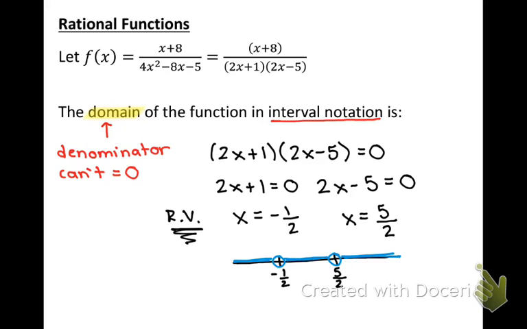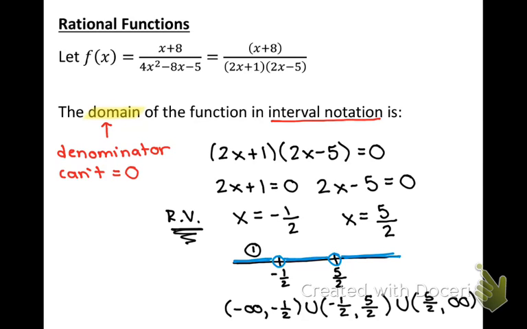So in interval notation, this would be negative infinity to negative 1/2, union negative 1/2 to 5/2, union 5/2 to infinity. So realize that we have 3 pieces here: negative infinity to negative 1/2, then in between negative 1/2 and 5/2, and then that third piece comes from 5/2 to infinity. And in that interval notation, they've all got to be joined with union symbols. Okay, so that would be my final answer here.